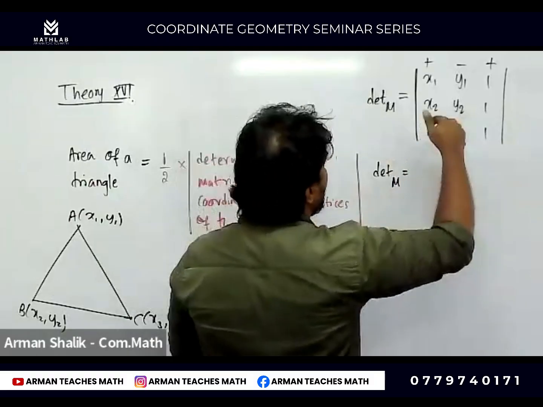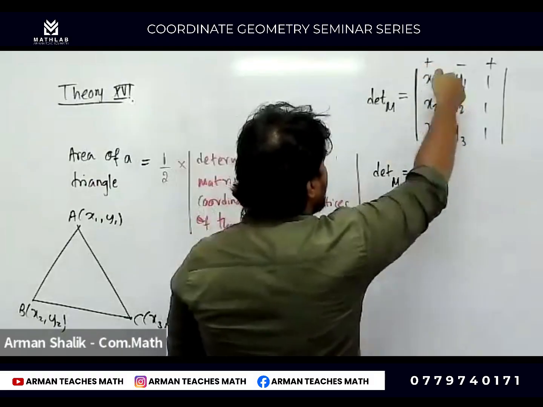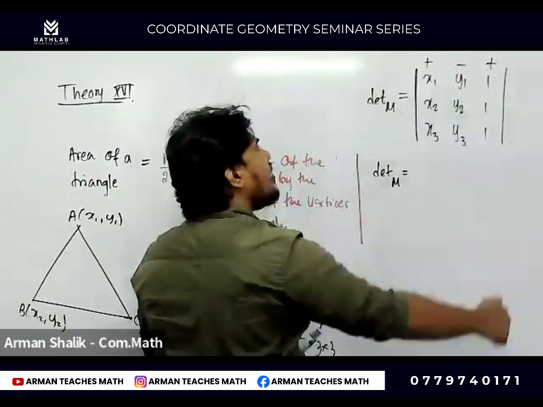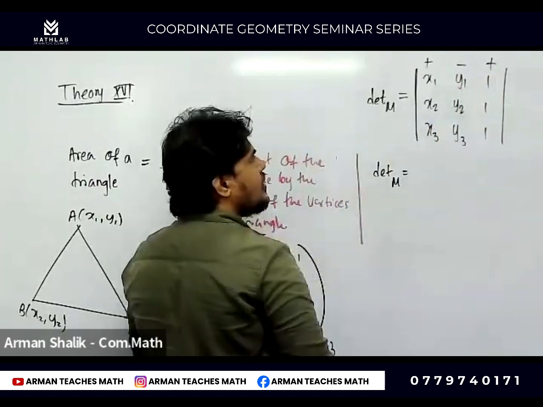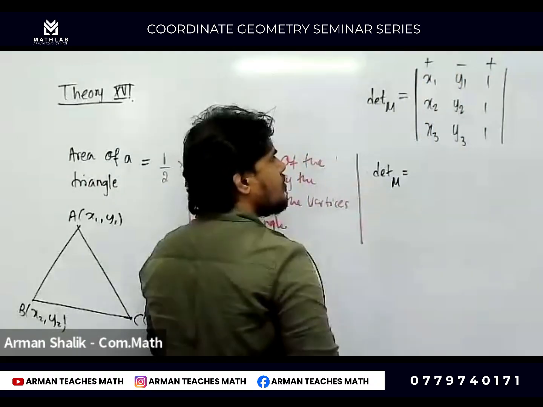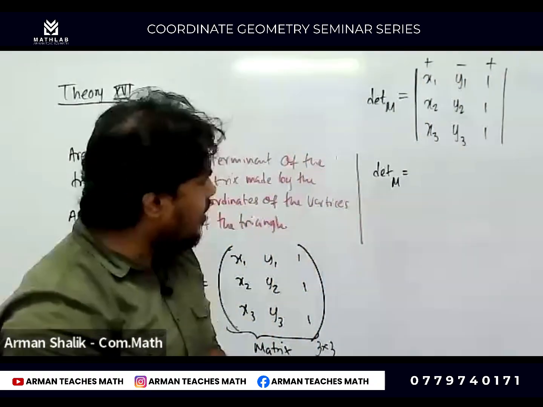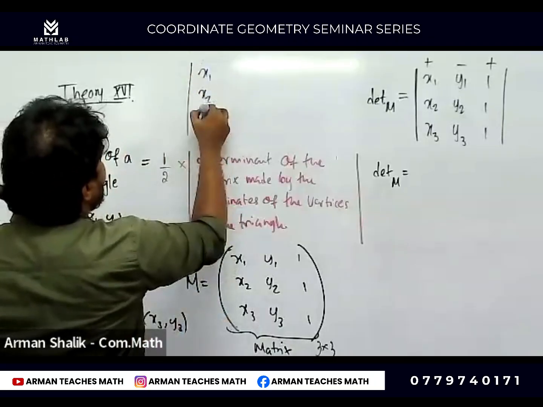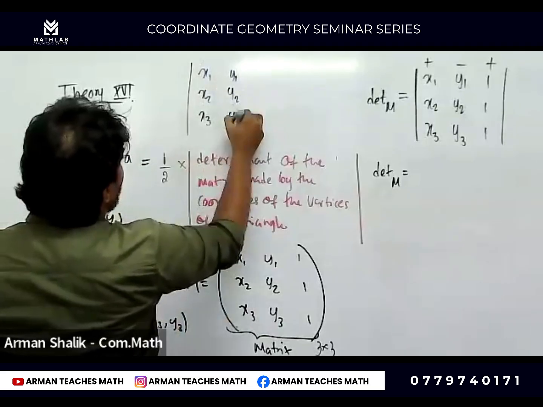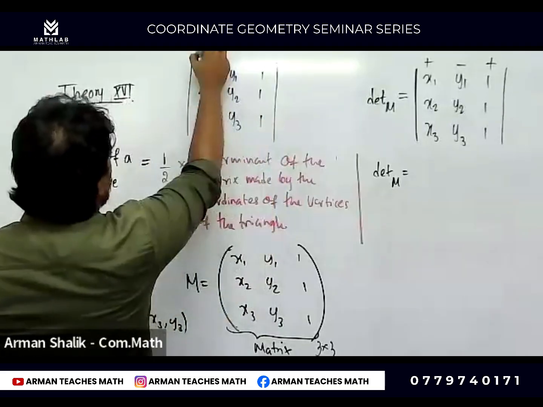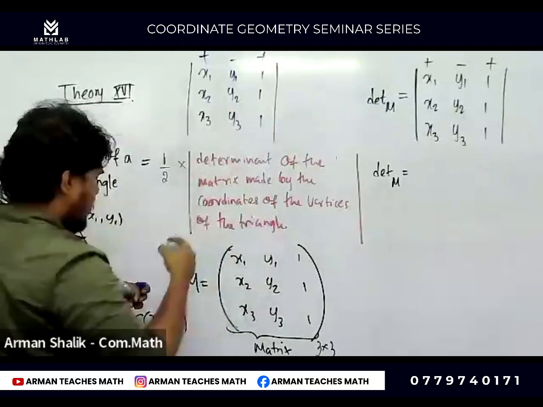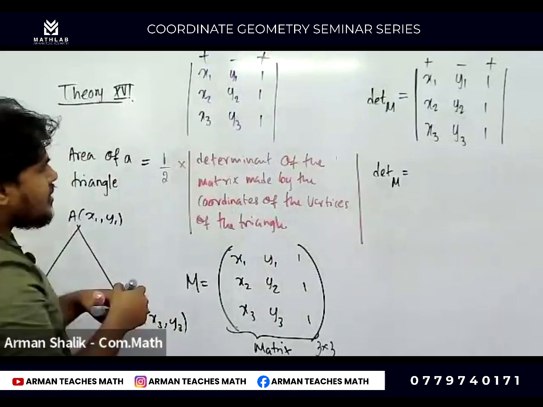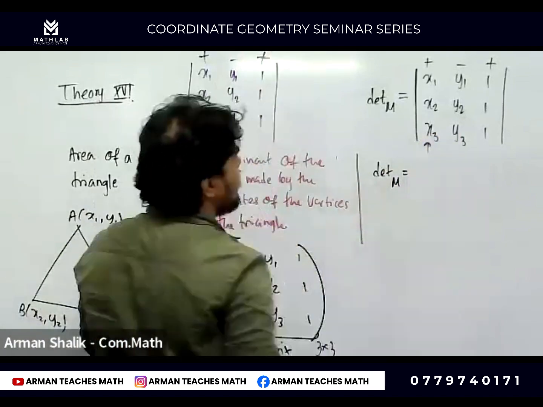I'm selecting the first column. We select column by column. I'll do it as rough work. x1, x2, x3, y1, y2, y3, 1, 1, 1. Plus, minus, plus. Listen now. We select column by column. So let's say I'm selecting the first column. This is my selection. We start.